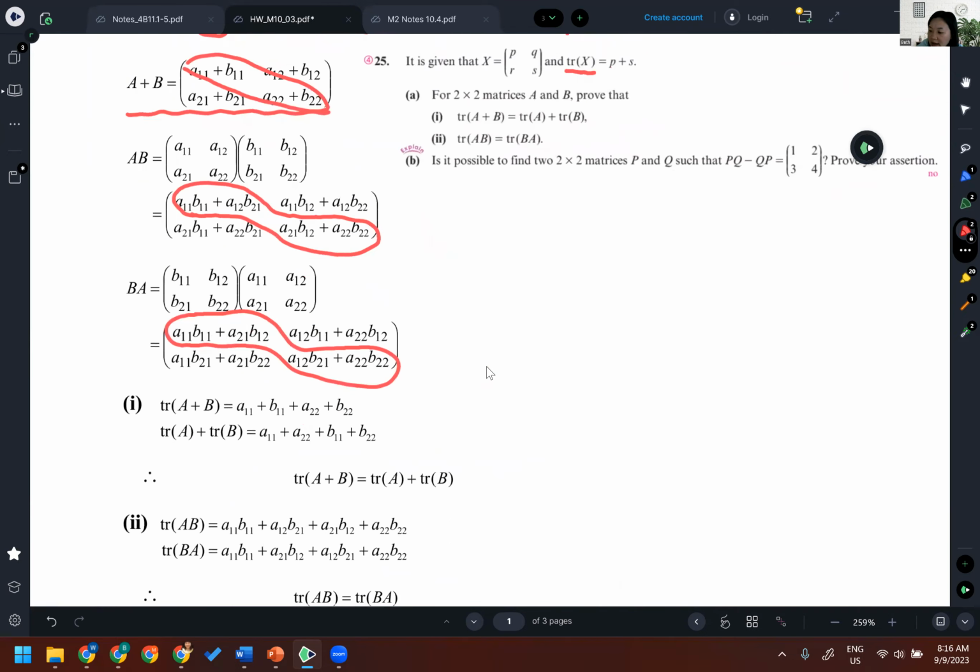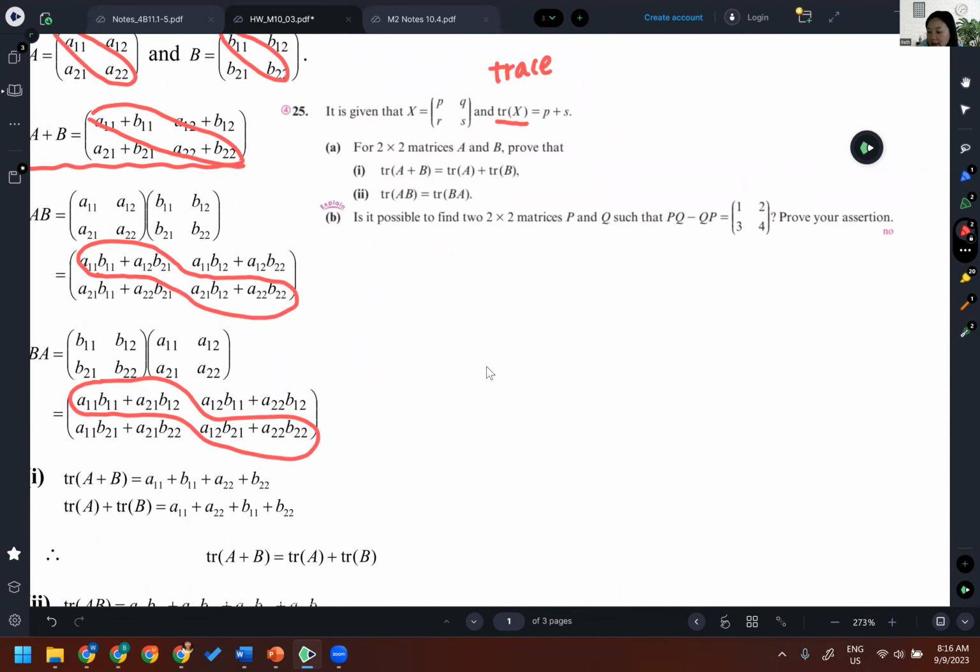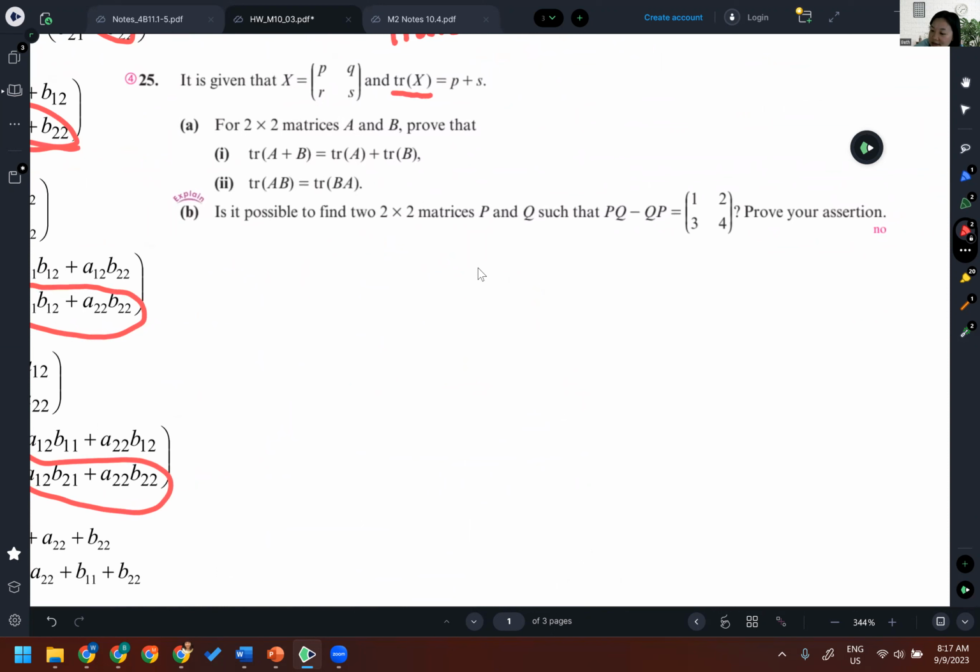Part B, so you have learned that this is what's special about trace. So trace can help you identify something. Basically, it's some evidence that you have in your mind. Can you find P and Q separately, such that PQ minus QP is equal to this simple matrix? And the answer is no. Now some of you don't know how to explain. This is what you think.